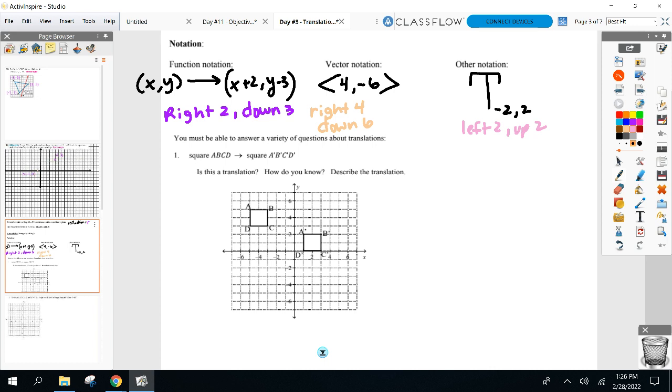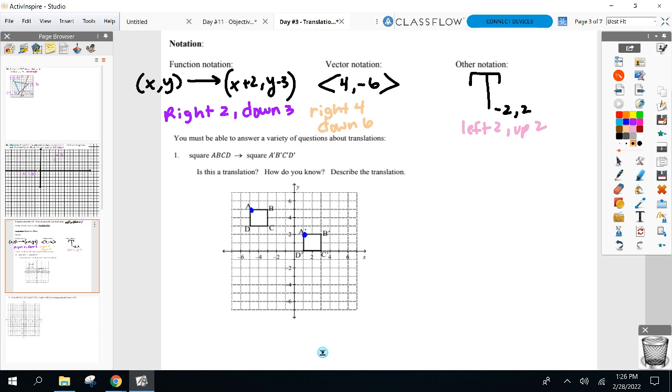Maybe I did a translation and then I ended up with the image, A prime, B prime, C prime, D prime. Is this really a translation? Well, how do I figure it out? All right. Everyone start at point A for me. Give me a direction and a distance to go from A to A prime. How do I get from A to A prime? Give me a direction and a distance to get from A to A prime.